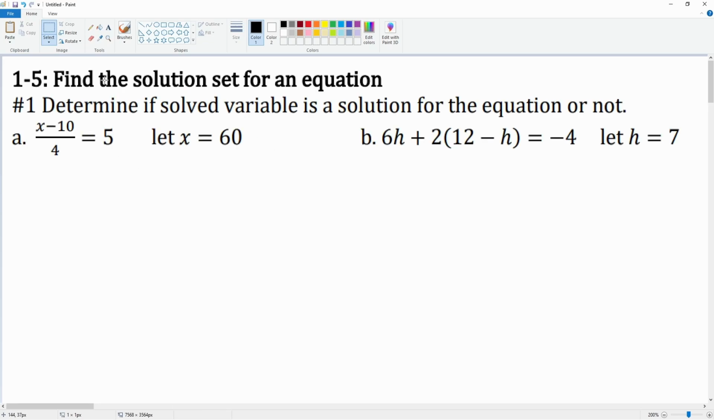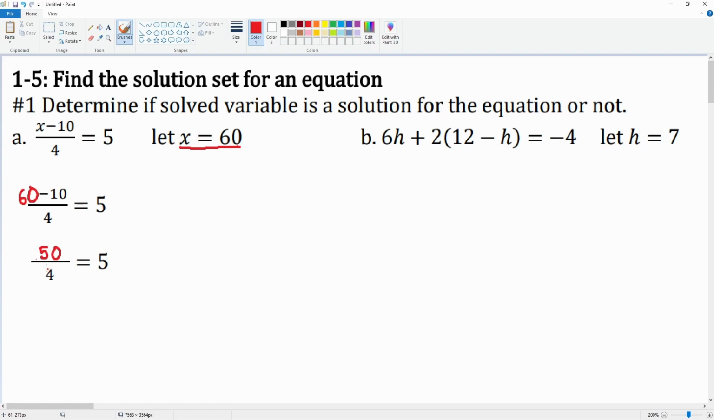A, you know that x is equal to 60. That means in this equation we have to replace the x with the number 60, because it says right here, x is equal to 60. Now we can simplify that. What is 60 minus 10? That would become the number 50, because that is what 60 minus 10 is.